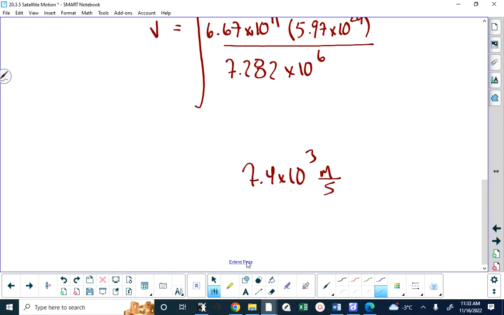What's the orbital speed? What's the orbital period? Well, now what we can write is speed equals 2 pi r over T. Put in that radius, put in that speed, and find T. T will be 2 pi r over v.